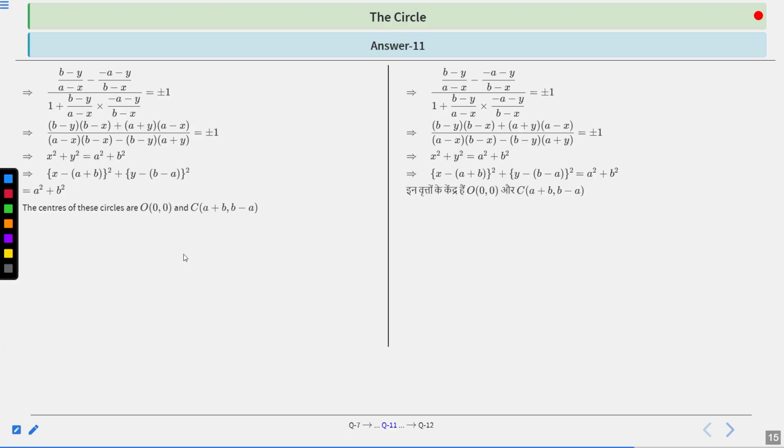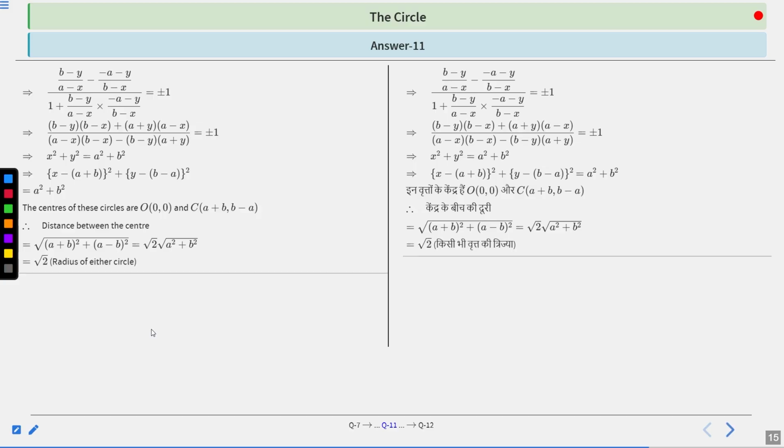Therefore, the centers of these circles are O(0, 0) and C(a plus b, b minus a). Right? Therefore, the distance between the centers is root over a plus b whole square plus a minus b whole square, and it will be equal to root 2 into root over a square plus b square, which is equal to root 2 times the radius of either circle. Clear? Got it?